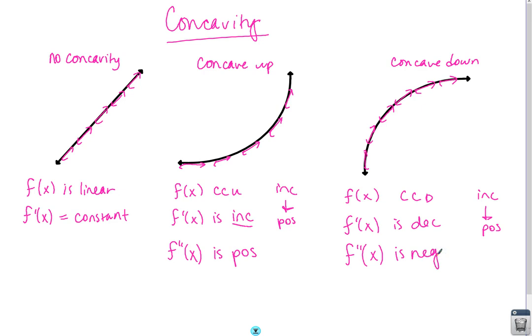And you're thinking, well, why is that important? That's important because now we have this new relationship: if your second derivative is positive, it tells you that your function is concave up. If your second derivative is negative, it tells you that your function is concave down. So that's a new relationship we haven't really talked a lot about up until this point.